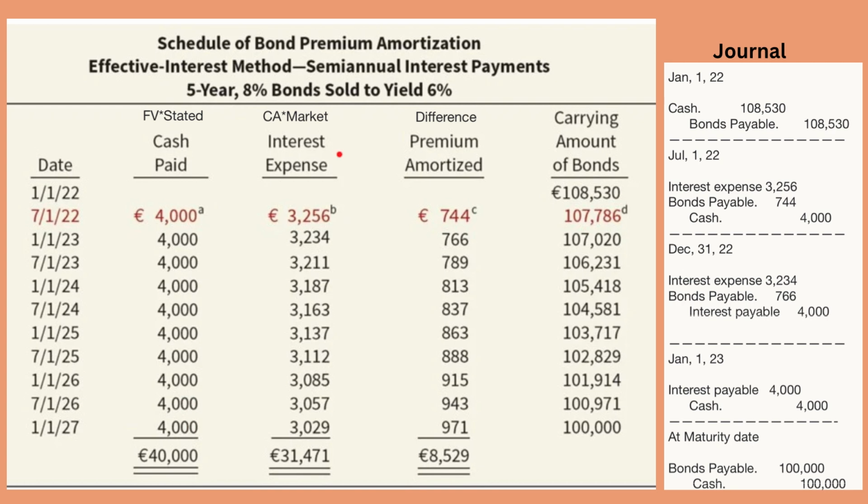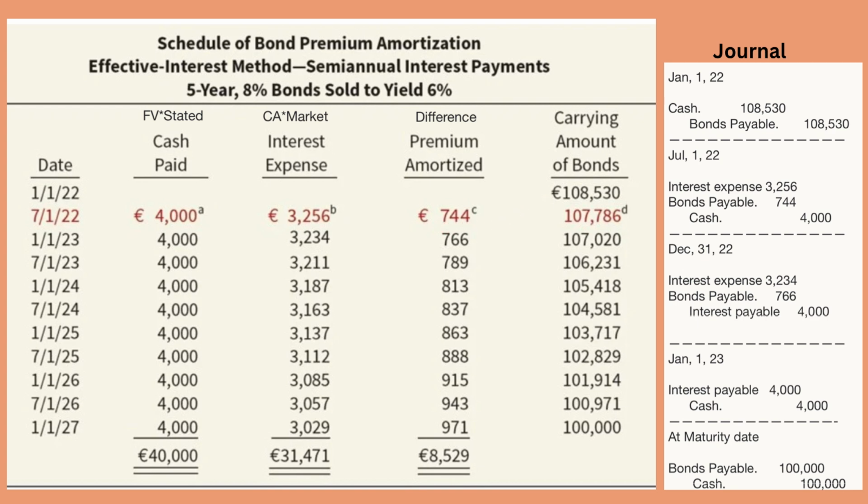But for the interest expense, we need the carrying amount and we need to multiply it with the market rate or effective rate, which is the 6%. But again, the payment is semi-annual, so I need to divide it by 2. So I'm going to take the carrying amount and multiply it with 3% each time. As you can see, it's going to change. Why? Because the carrying amount will change. Now the premium amortized is the difference between cash paid and interest expense, which here is 744.